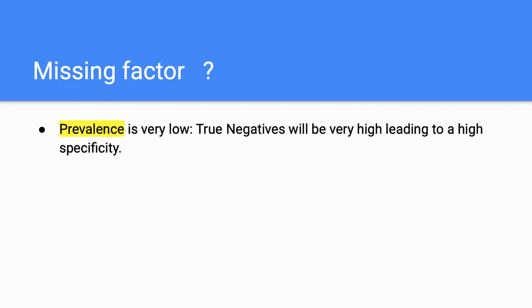Sensitivity and specificity look like they cover all the aspects of testing. But are we missing anything? Prevalence. Let's say the prevalence of COVID-19 in a particular population is very low. In that case, it's likely that the true negatives will be very high, leading to a high specificity. But this high specificity is due to the prevalence of the disease in that particular population, and not due to the prowess of the testing method or algorithm. So these are some of the factors that dominate the accuracy and efficiency of a testing method.